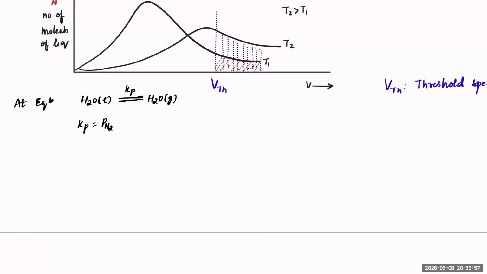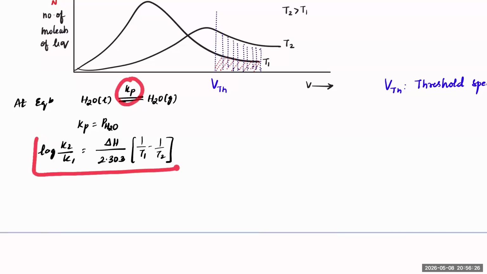As per the Van 't Hoff equation, we learned that log of K2 by K1 is equal to delta H by 2.303 into 1 by T1 minus 1 by T2. This is what we learned: at equilibrium, if the temperature is changed, then the Kp value changes. And this is the way they are related. That is called the Van 't Hoff equation.